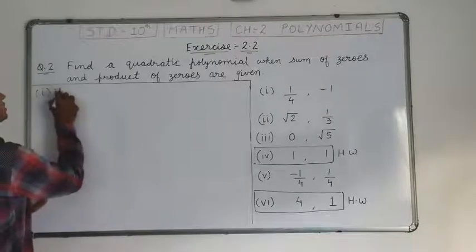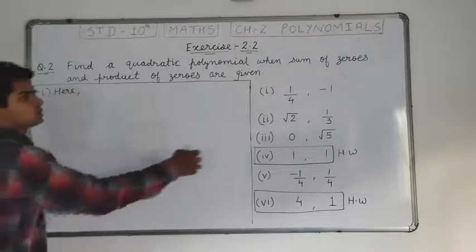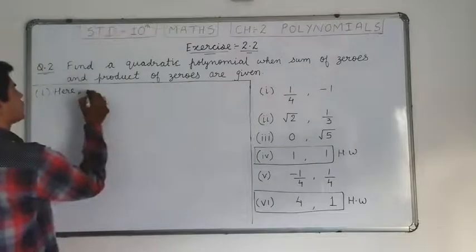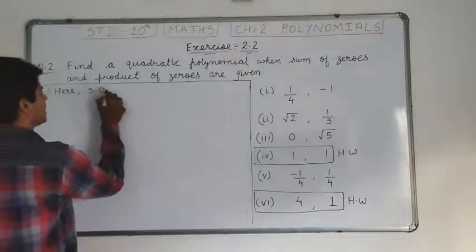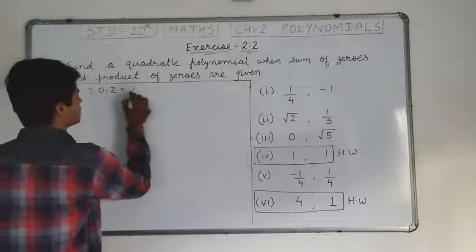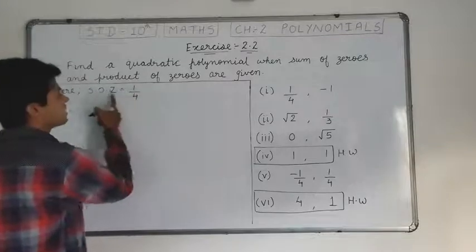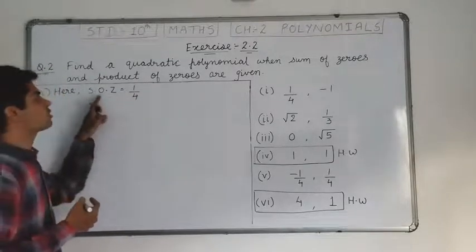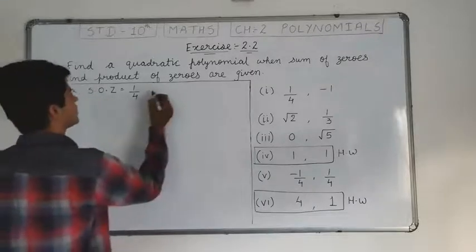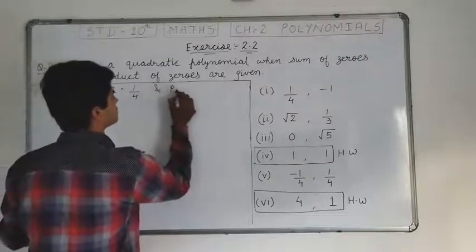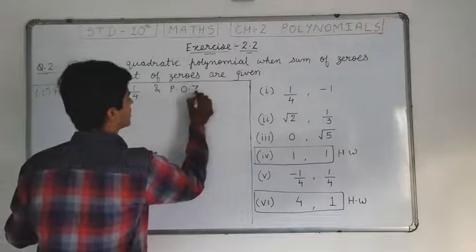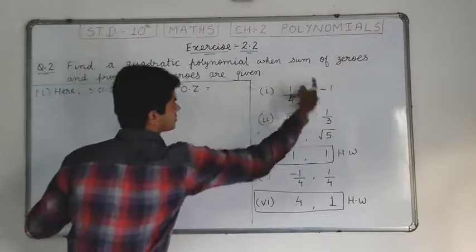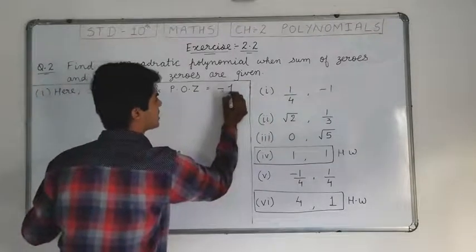So we will start with our first sum. We will write here sum of zeros 1 by 4. In shortcut we are writing. In notebook you are allowed to write with this shortcut, but in exam you must write the full sum of zeros and product of zeros. What is given as the product of zeros? Minus 1. Be careful with the sign.